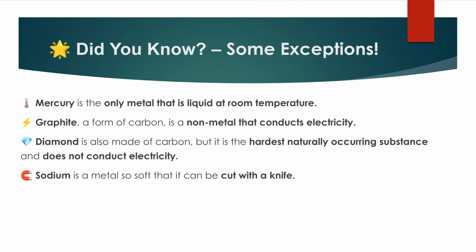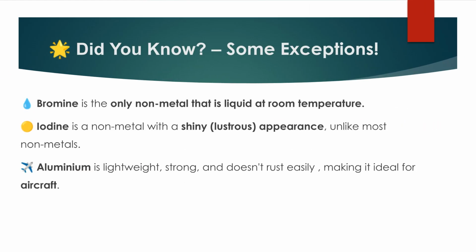For example, mercury is the only metal that is liquid at room temperature. Other exceptions include graphite, a nonmetal that conducts electricity, and diamond, a nonmetal that is the hardest naturally occurring substance. Sodium is a metal so soft that it can be cut with a knife. Bromine is the only nonmetal that is liquid at room temperature. Iodine is a shiny nonmetal, which is unusual. Aluminium is lightweight, making it useful for aeroplanes.